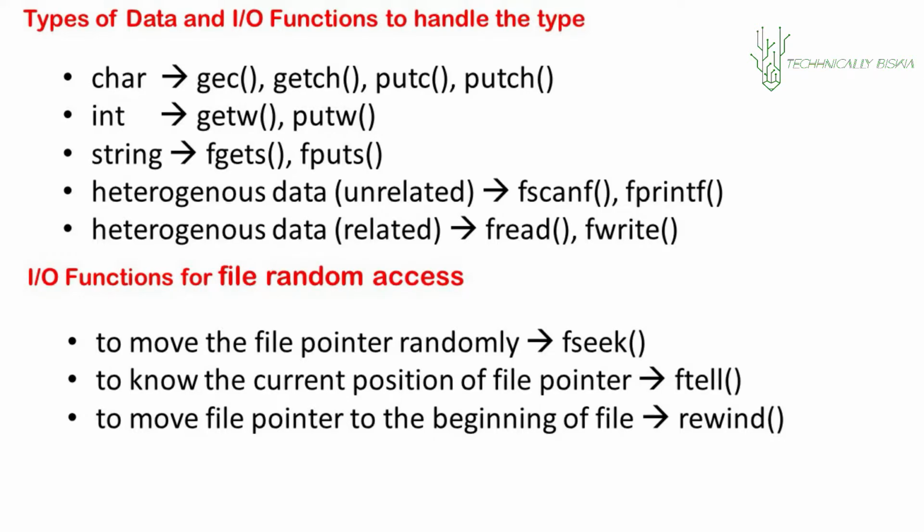To move the file pointer we have the fseek function. To get the current position of the file pointer you have ftell, and to move the file pointer to the beginning of a file irrespective of the current position, the function you will be using is rewind. Okay, clear? Now let's move on to the next slide.